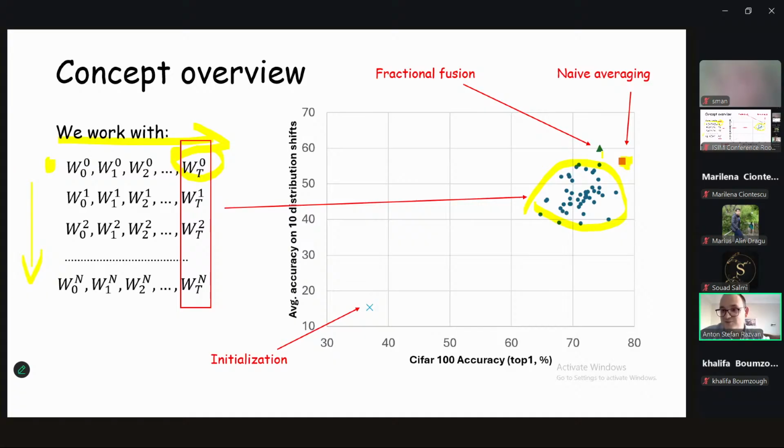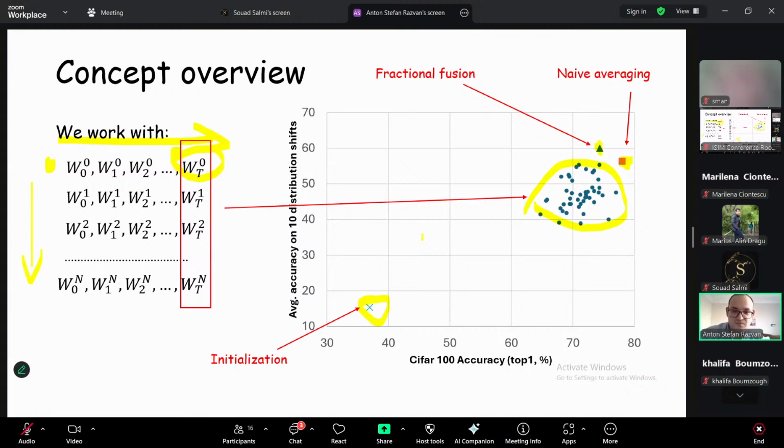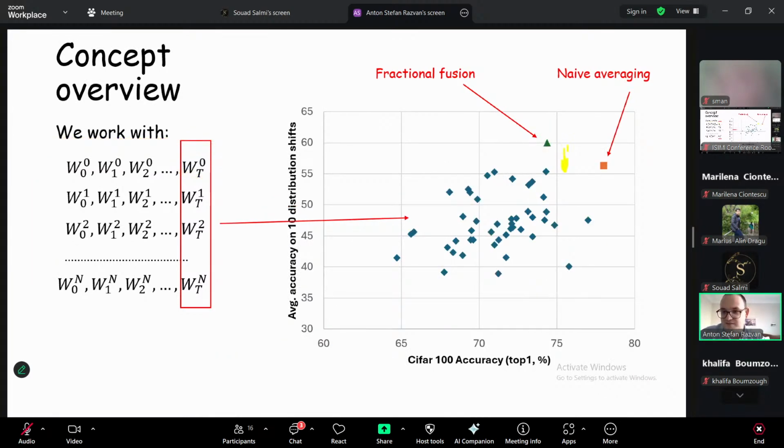But I can also try what I'm proposing, the fractional fusion, and I gain about 2% more accuracy for free. I don't need to train anything again. I just combine the parameters. By the way, this is the starting point. And here is the zoomed-in version. You can see that this difference is basically free accuracy that you gain simply by applying one step of fractional calculus.